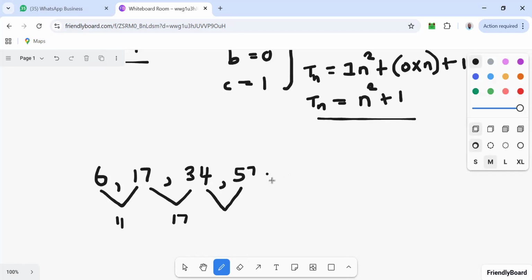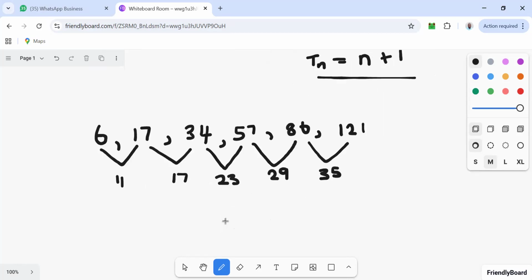So I'm just going to put 86, then I'm going to put 121. Okay, so the difference between 34 and 57 is 23. The difference between 57 and 86 is 29. The difference between 86 and 121 is 35. So this is our first difference row. All right, so now I'm going to the second difference row.